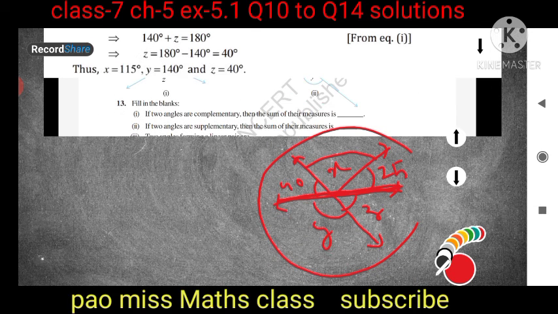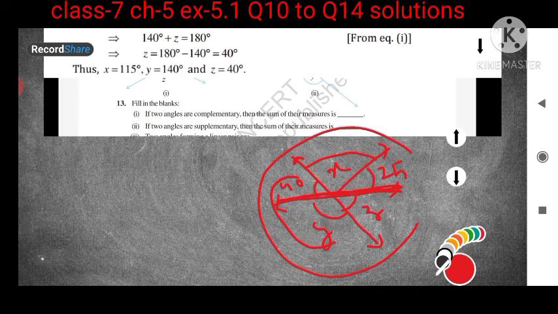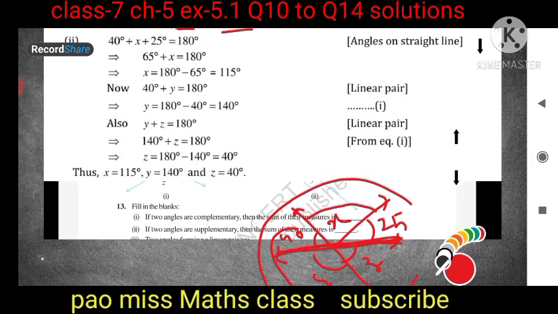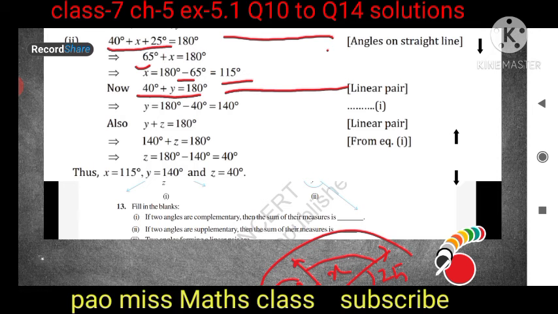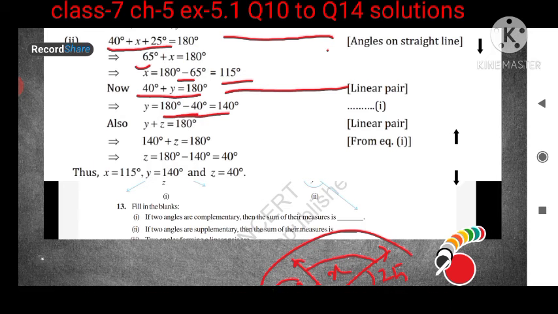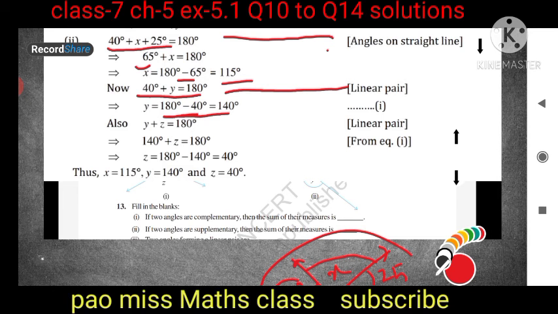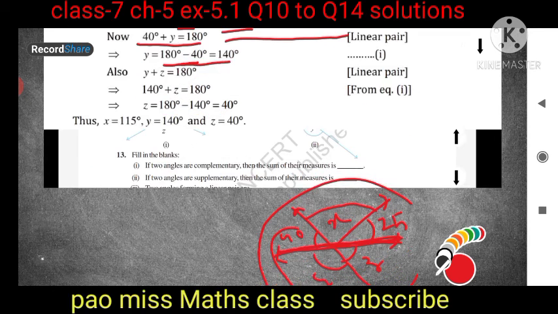Now you can see 40 plus y is equal to how much? 40 plus y is equal to 180 degree. Why? Linear pair, isn't it? So here you can write 40 plus y is equal to 180 degree. Why? They are linear pair. Now y equal to 180 minus 40, isn't it? 180 minus 40 is equal to how much? 140.